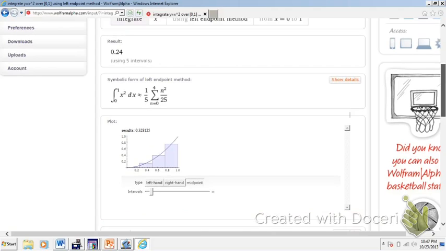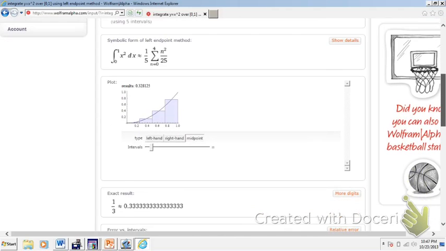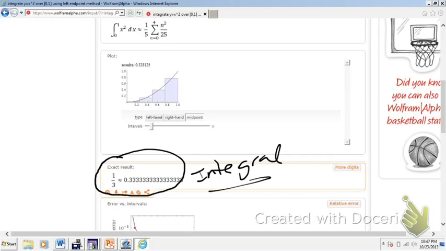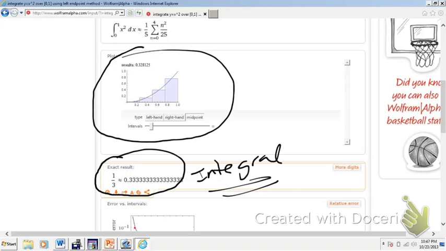area under the curve. So what's really neat about Wolfram Alpha, if you page down, it tells you the exact result, so it's telling you the true area. I'm going to highlight here, I just noticed my pen was turned off. So it's telling you the exact result, true area under the curve, which in our very near future we're going to know that's the integral over the certain bound, in this case 0 to 1. But you can also play with the left hand, right hand, and midpoint rule.